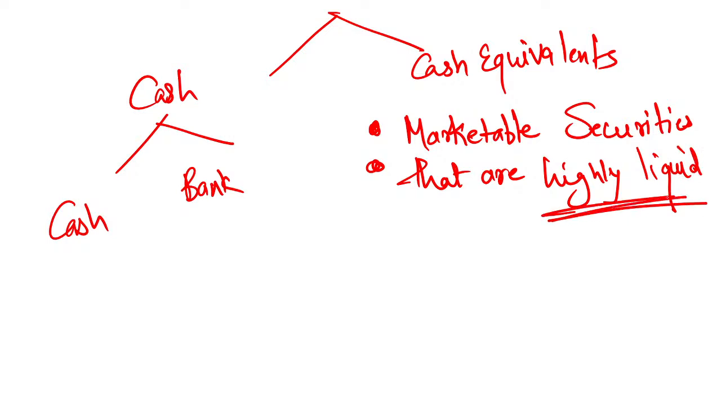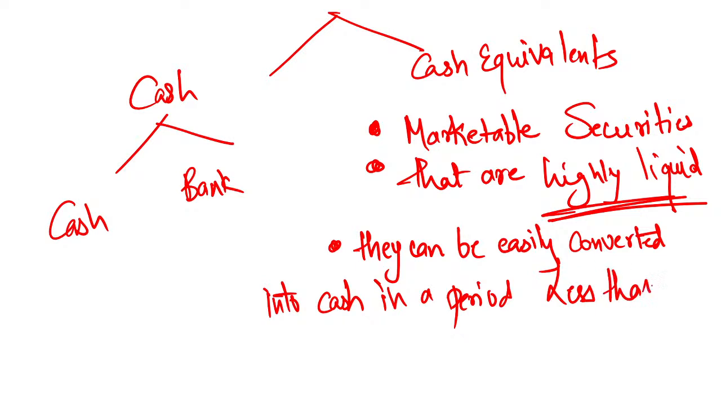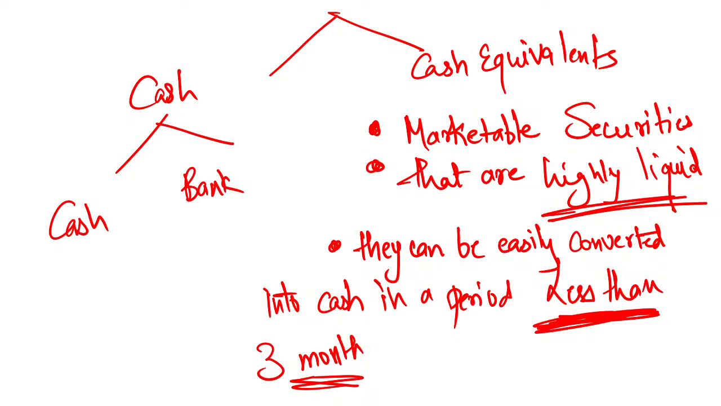What does this mean? It means that they can be easily converted into cash in a period less than 3 months. So this is very important. Less than 3 months. तो वो सारी इन्वेस्टमेंट, वो सारी सिक्योरिटीज जो आप इजीली कैश में कन्वर्ट कर सकते हो in a period less than 3 months. These securities are known as cash equivalent.